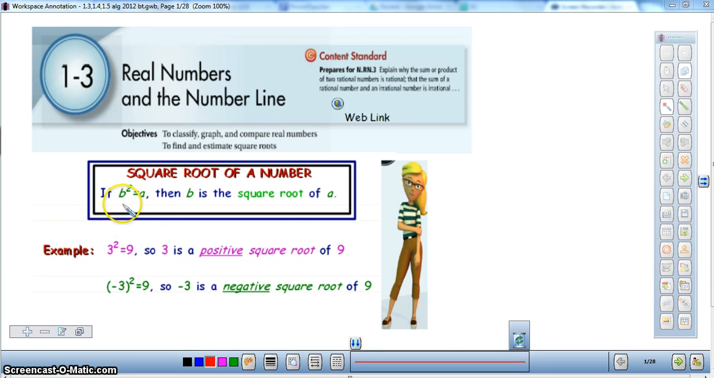As you're looking at this, one of the things we are looking at is that when we talk about square roots of a number, if b to the second power equals a, then b is called the square root of a. So when we say 3 squared equals 9, 3 is a positive square root of 9. But another thing to keep in mind is that negative 3 squared is also a square root of 9.